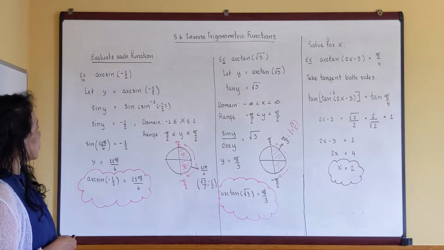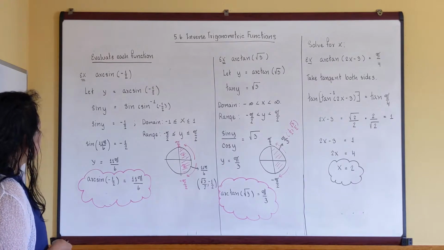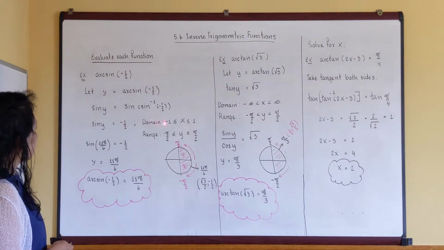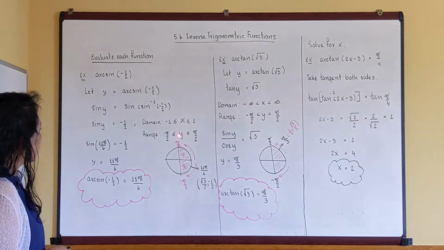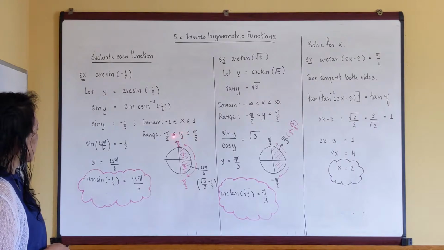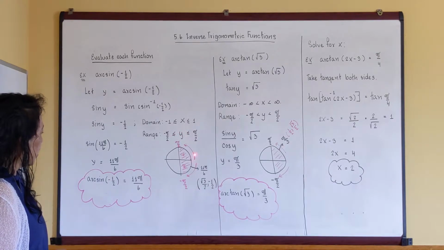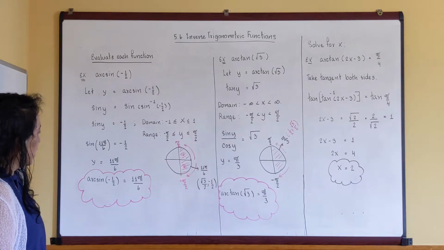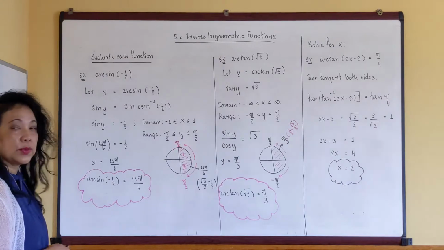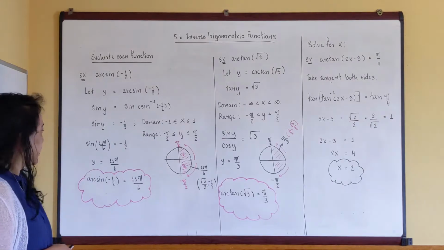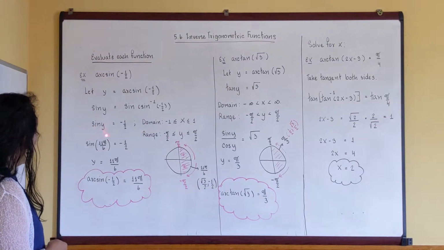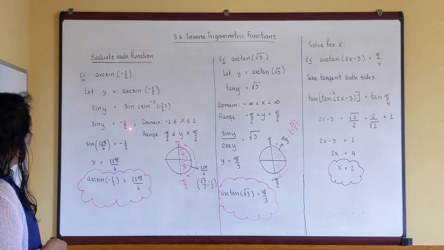Make sure you read in the book that the domain for this inverse function, x, is greater than or equal to negative 1 and less than or equal to 1. Y is between negative pi over 2 and pi over 2. Basically it's in the first and fourth quadrants only. So we have sine of y equal to negative 1/2.